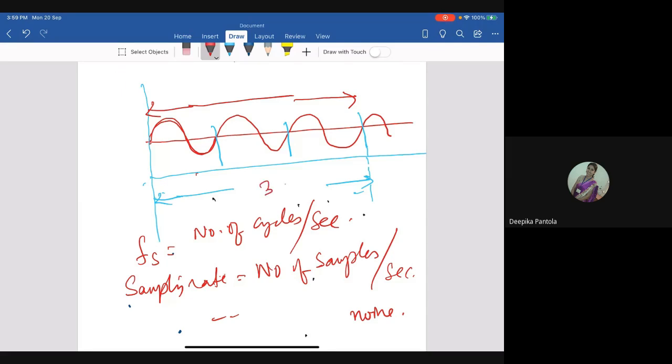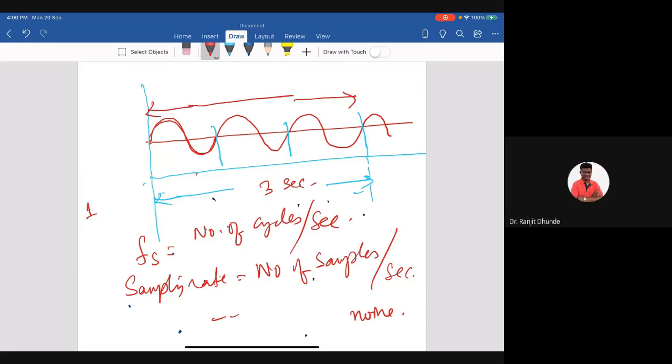Let's say this is 3 seconds. So what is the frequency of the signal? If somebody can tell, I have already given the clue. The sine wave which I have drawn, what is the frequency of the sine wave? Please tell. 1. Okay. Any other answer? So I got one answer, 1. Any other answer?